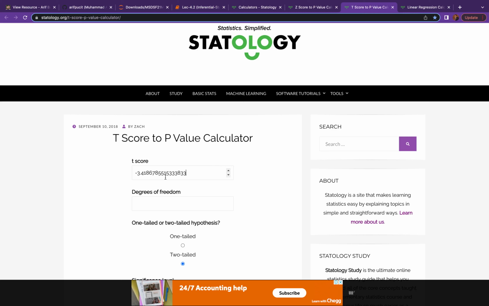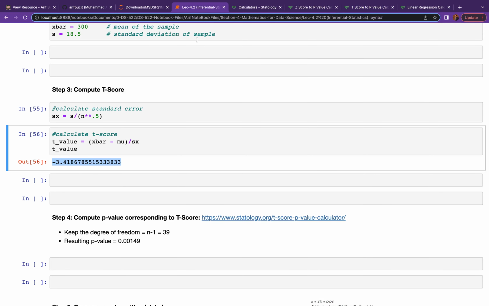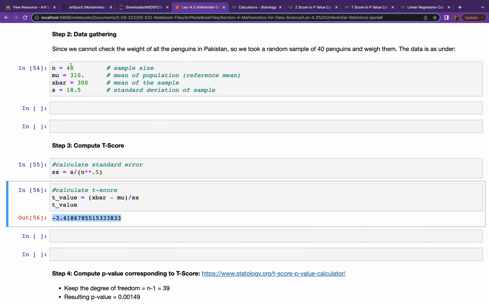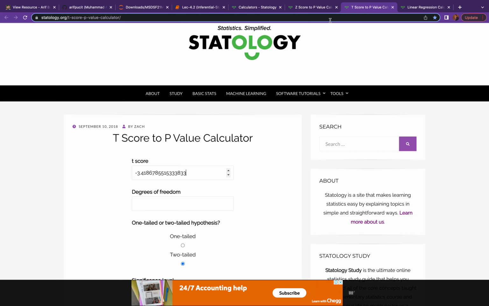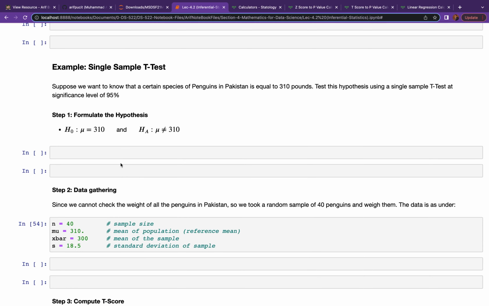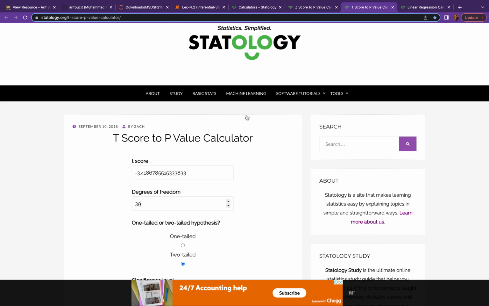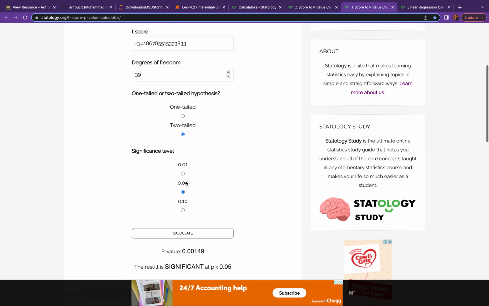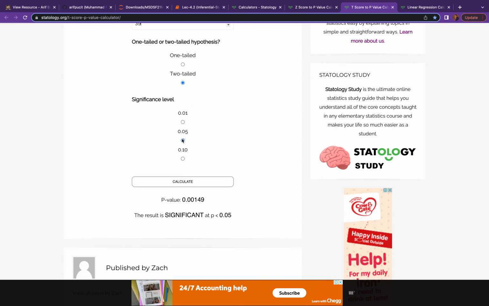So this is the t-score and the degrees of freedom. We need to provide the degrees of freedom. The sample size is 40, so the degree of freedom naturally will be 39. Since this is a two-tailed test, because we have a not equal to over here in the alternative hypothesis, I have selected the two-tailed test. And the significance level, let's suppose, is 0.05. Let me calculate. So it is 0.00149.